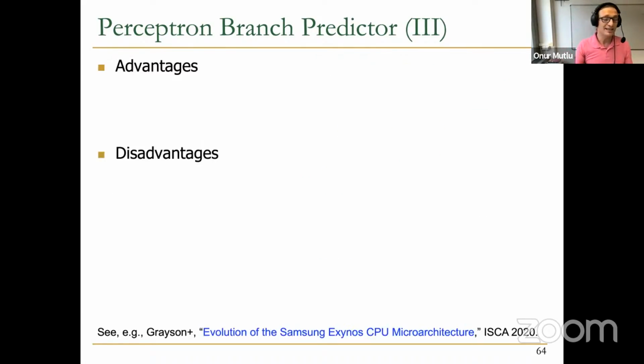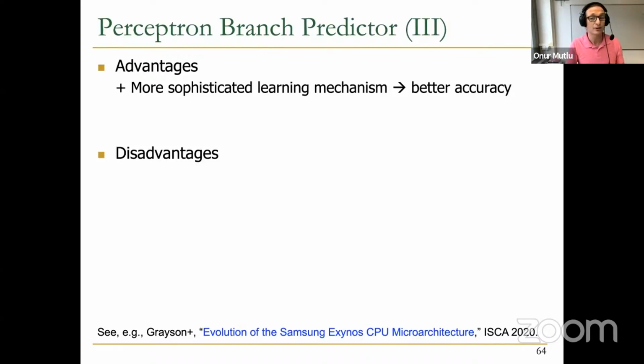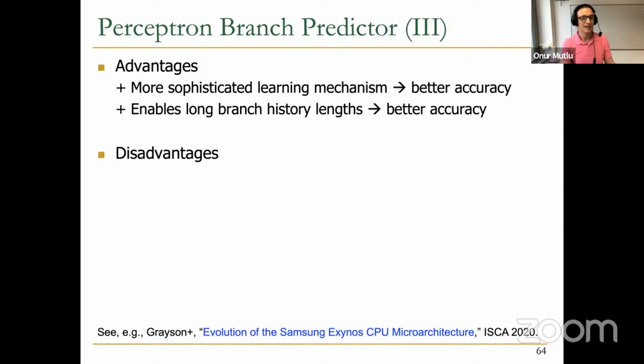So it's a beautiful idea. This is actually the first successful application of machine learning into real hardware that has impacted real processors like the Samsung Exynos CPU and AMD, as we will see. The advantage is a more sophisticated learning mechanism. You get better accuracy, and it enables long branch history length, actually.